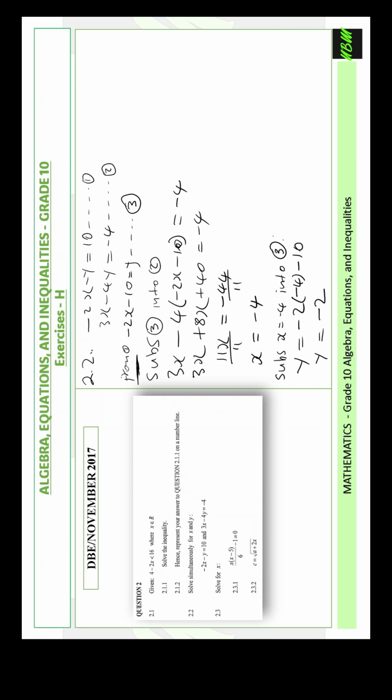Just 2.2, not 2.2.1. All right, then 2.3. 2.3.1, solve for x. 2.3.1, x multiplied by x minus 5 all divided by 6 minus 1 is equal to 0.